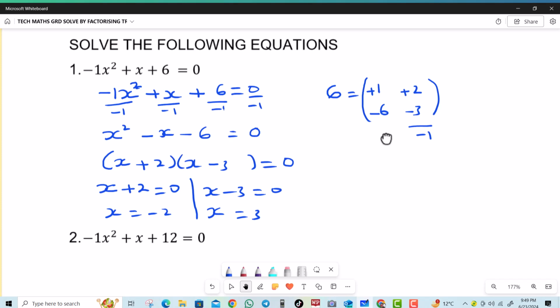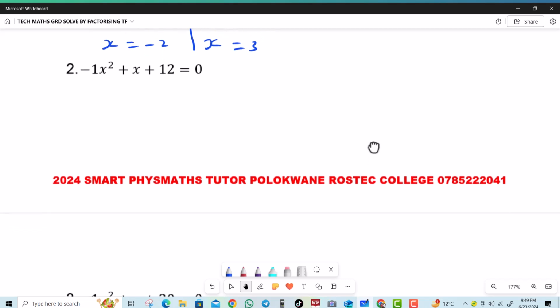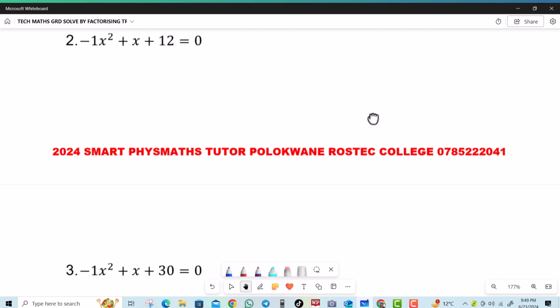Hope we are together. And then next here, our other example which we have, it says that we are solving negative 1x squared plus x plus 3 equals to 0. Now, like we said before, we can first factorize. We can take out negative 1 like we said before. Negative 1, open bracket, left with what? x squared minus x minus 12 equals to 0.